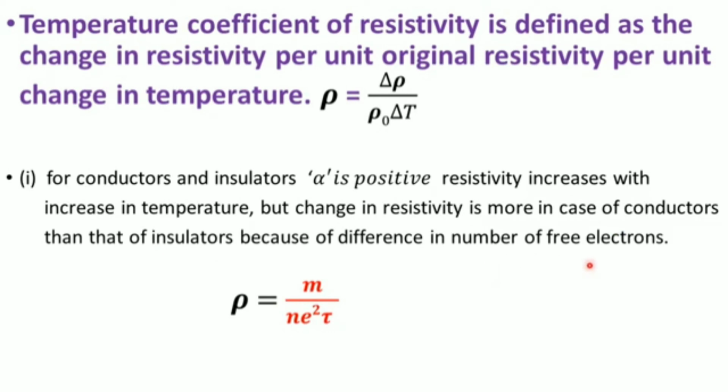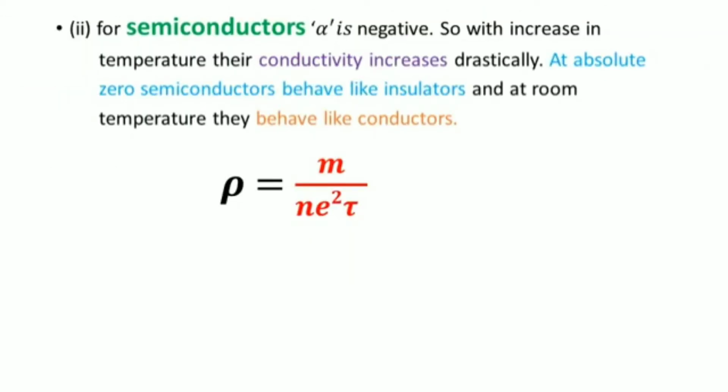In case of insulators, there is only a marginal change because there is only a slight change in number density because of rise in temperature. But in case of semiconductors, the number of free electrons per unit volume changes drastically with increase in temperature. So there is decrease in resistivity of the material with increase in temperature. Although there will be decrease in relaxation time in case of semiconductors, the impact of increase in number will be more because the number of free electrons in semiconductors in the beginning was very small. This is all about this topic. Thank you.